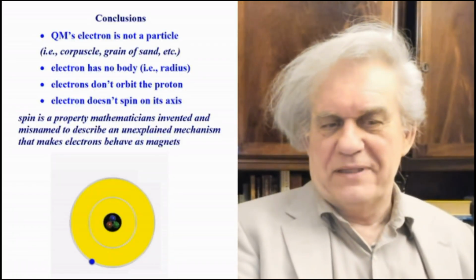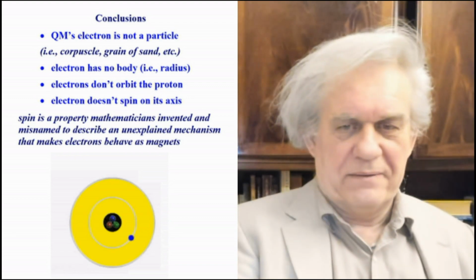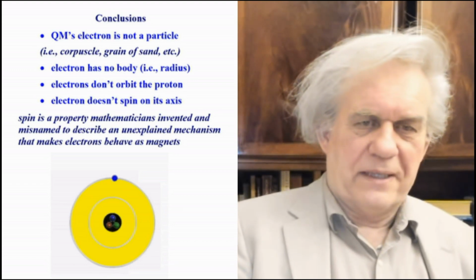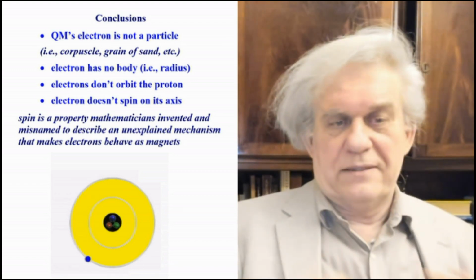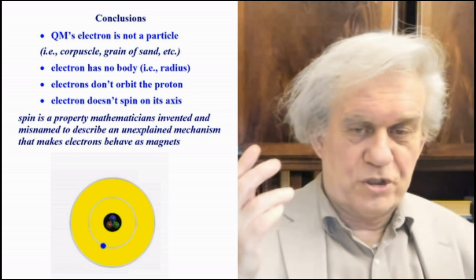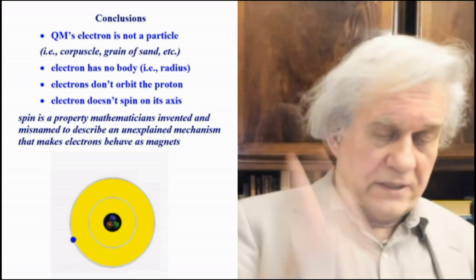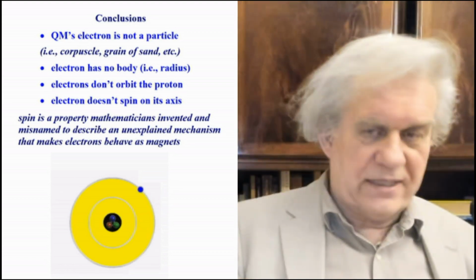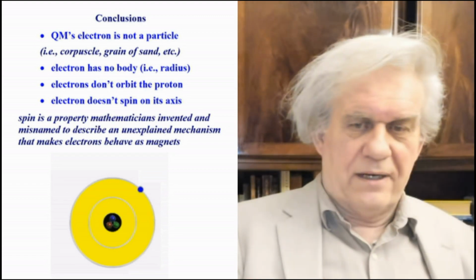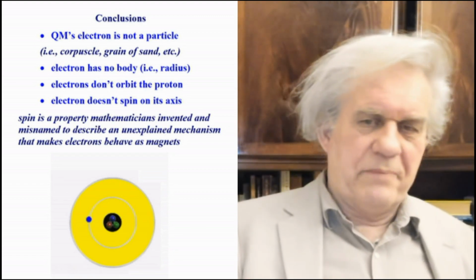Okay, here are my conclusions on this electron spin, especially the electron. Remember, it's not the only particle that's alleged to spin. Bosons and all fermions, etc., all these also have spin. Well, my conclusions, these are mine. Quantum mechanics says the electron is not a particle, not a particle in the traditional sense: a corpuscle, a grain of sand, a speck of dust, etc. I'm talking about a real particle. It's nothing like that.